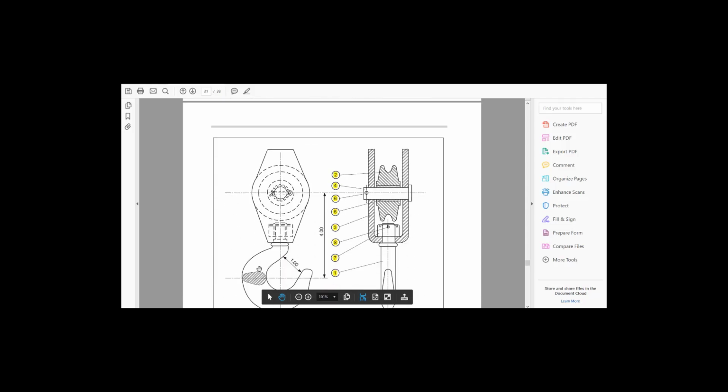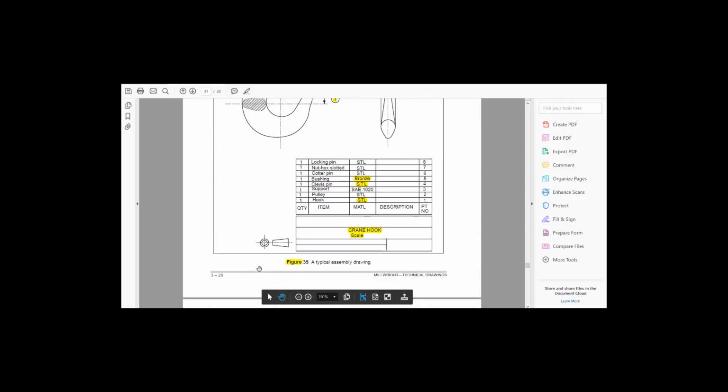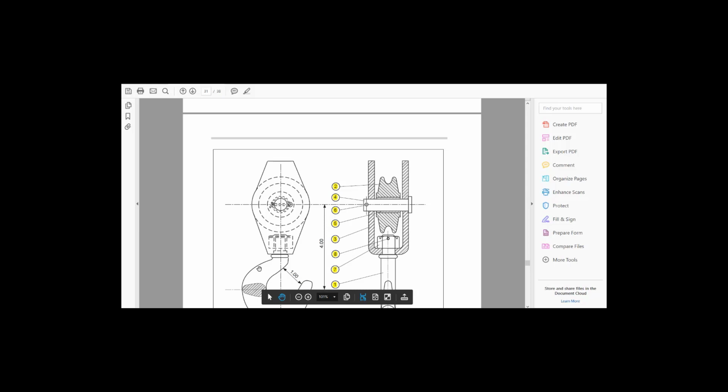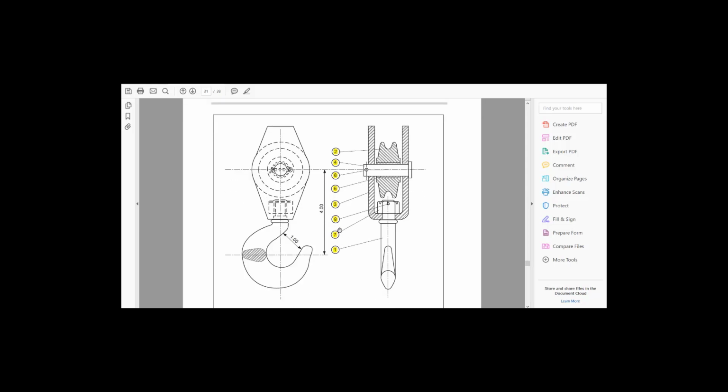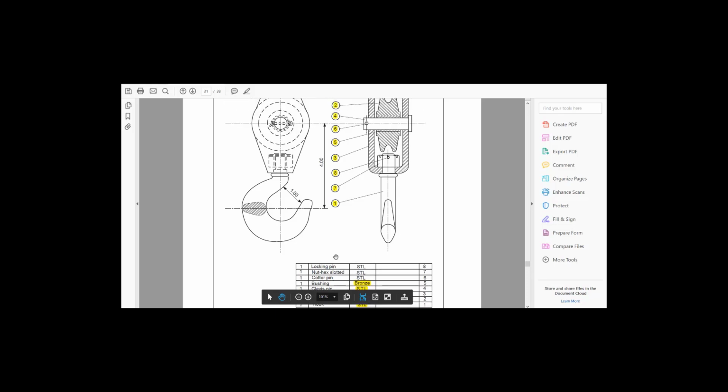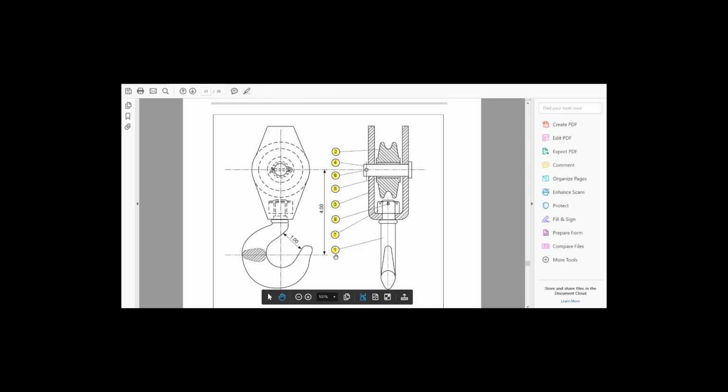Now, this one comes from our Millwright manual. On page 3-28, that's another example of an assembly drawing, and it's a hook. Out of this assembly drawing, I can say that the bill of material is right here. And referring to the bill of material, I can understand how to disassemble this part.